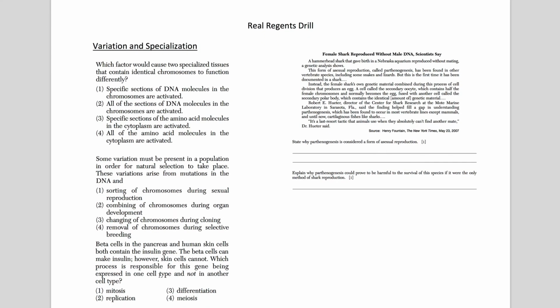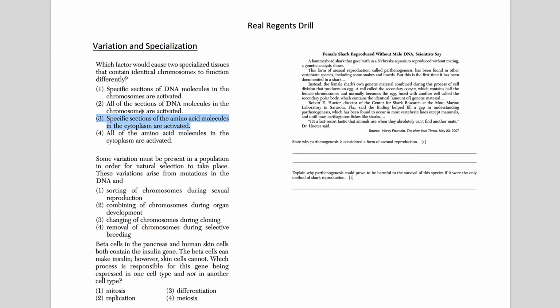I have a question. Yes? For number one, how do we explain that it's not sections of the amino acids being activated? Which two specialized tissues contain identical chromosomes but function differently? So which one did you say? I chose one, but three. Like I feel like they would ask why isn't it three? Specific sections of amino acids. So amino acids just make protein.